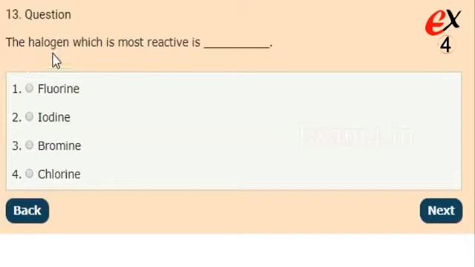Next. The halogen which is most reactive is. Options: fluorine, iodine, bromine, chlorine. Answer is option 1, fluorine.